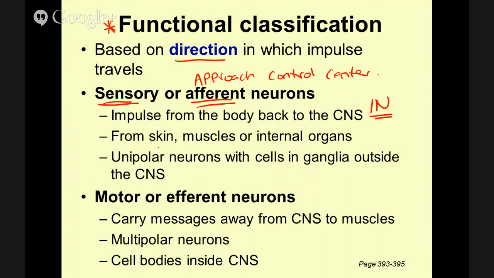So they're picking up information from skin, from muscles, from your internal organs, and bringing all of that data back to the brain and back to the spinal cord. Now, the interesting thing about these sensory neurons is that the cell bodies are outside the central nervous system, and they're in structures that are called ganglia.